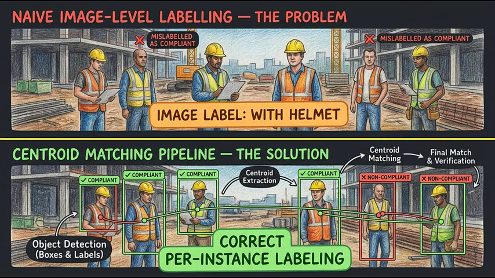10% of SHD images contain both helmeted and non-helmeted workers in the same frame. Under naive image-level labeling, every worker in those images, compliant and non-compliant alike, would inherit the image label. This would silently mislabel 2,150 individual workers. Our centroid matching pipeline solves this. YOLOv8n detects each person. Each detected bounding box centroid is matched to the nearest annotation box from the XML file. Each worker receives their own individually verified label.